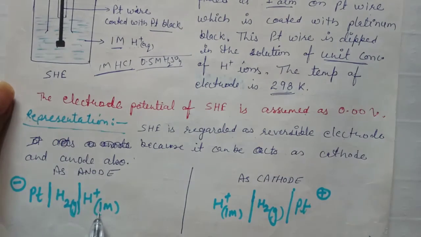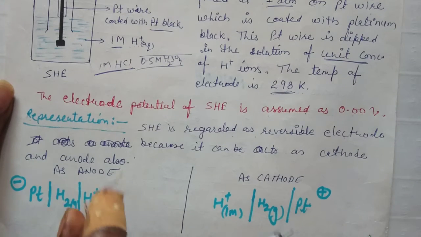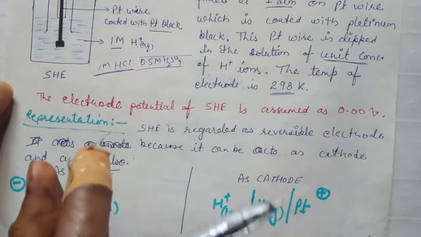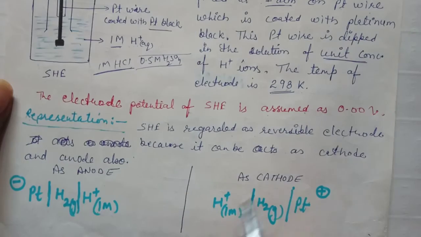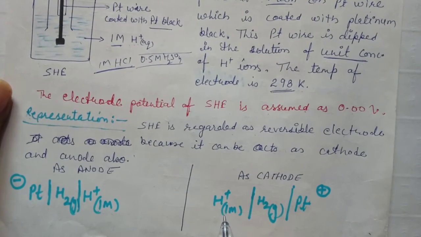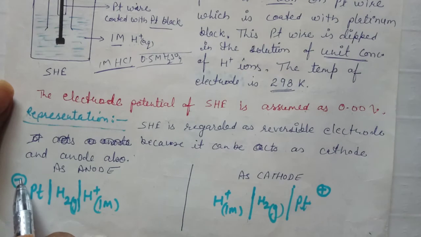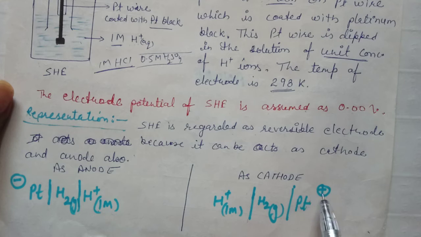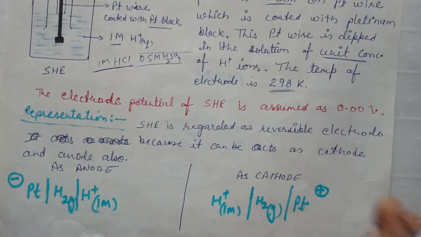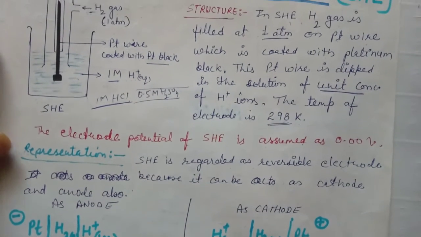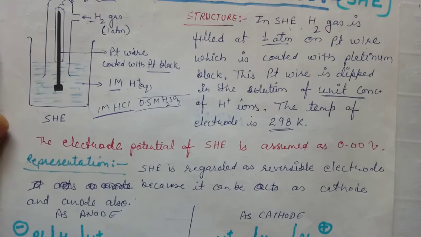So H plus ions, the concentration of H plus is 1 M. If it acts as cathode, it will be reversed, which means just the opposite. First of all we will write H plus 1 M, then H2 gas, then Pt. It will be negatively charged and it will be positively charged. Clear? This is SHE and it is the representation of SHE.